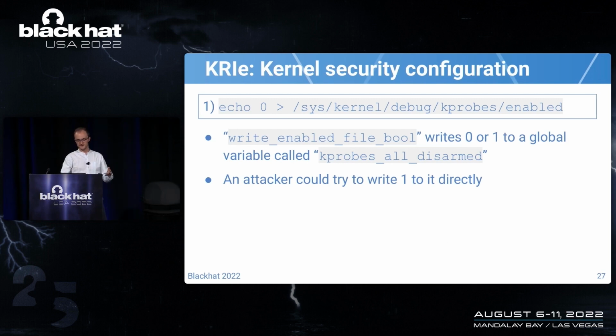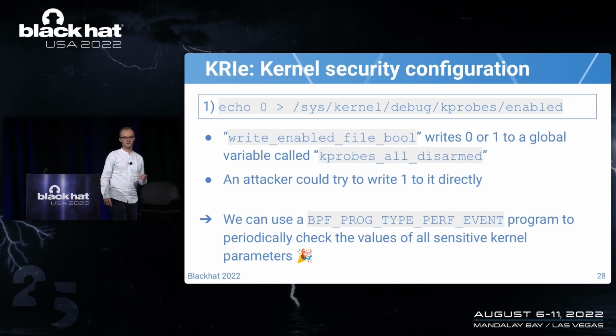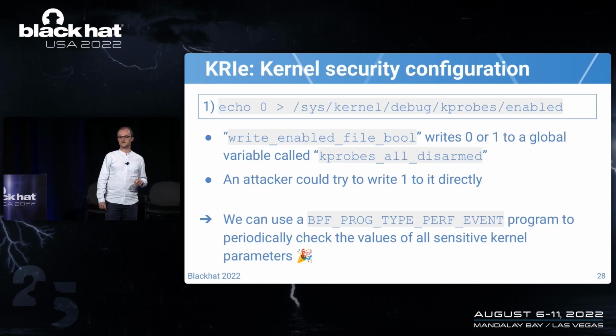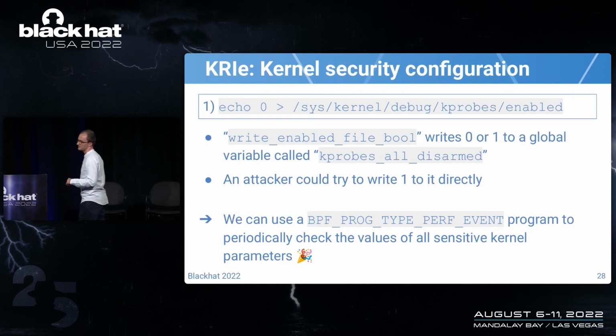Well, actually, almost. What you can actually do is use a perf event program type to periodically check the values of all sensitive kernel parameters. So perf events are usually used to collect hardware metrics on your processes, but you can actually configure it to trigger periodically. So that's what cry does.